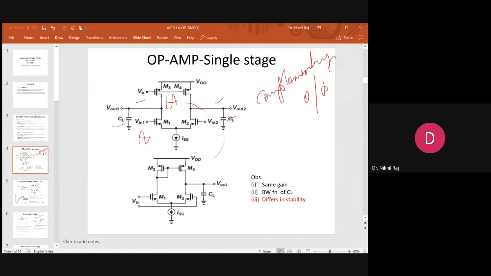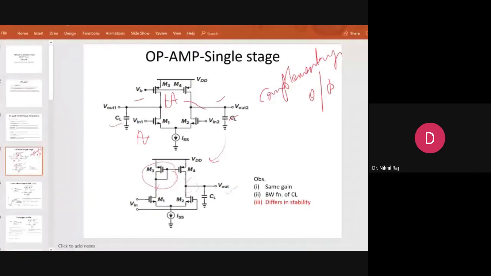Then another version of this one is a single-ended output. How to achieve the single-ended? It is achieved through this current mirror architecture. All the signal being processed here, the current will be replicated here, and then the difference of current comes, and this gives the picture of what will be the V out. When we estimate the gain from the small signal model, the gain will be approximately the same. The bandwidth will be a function of the load capacitance.